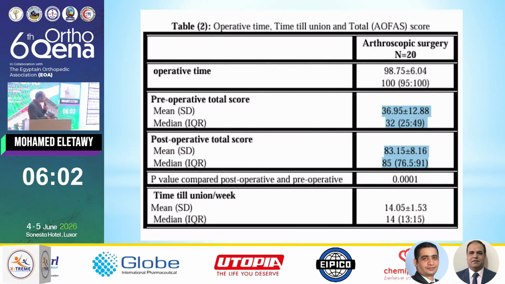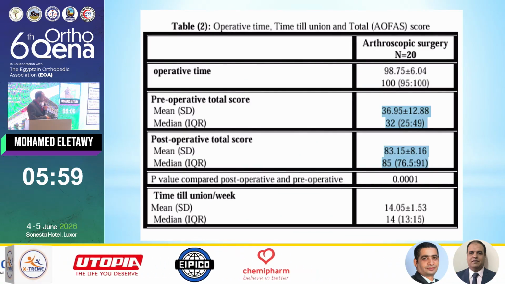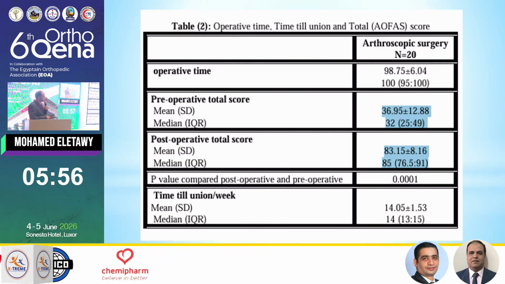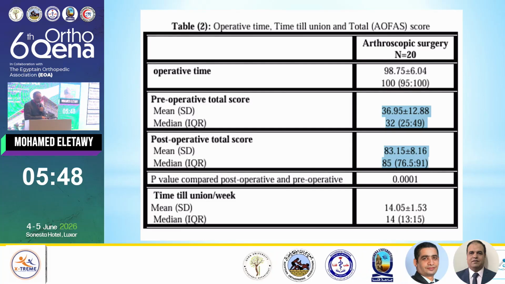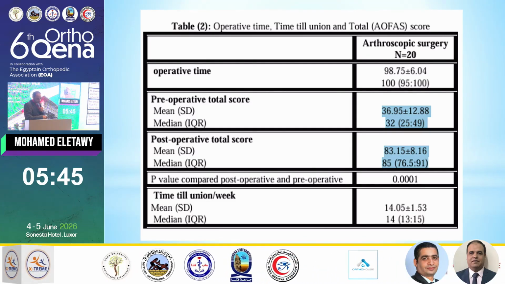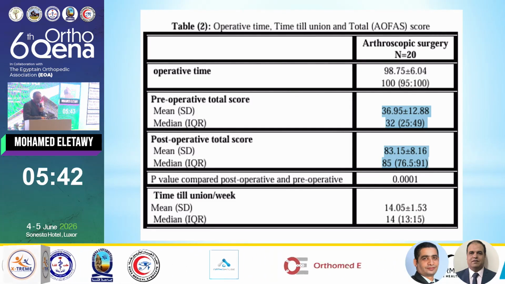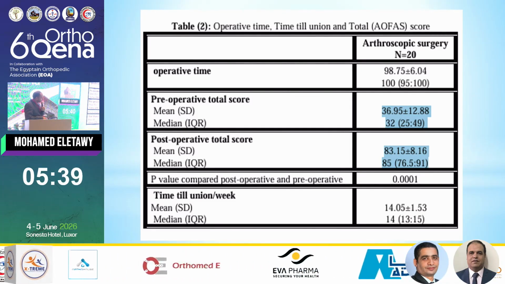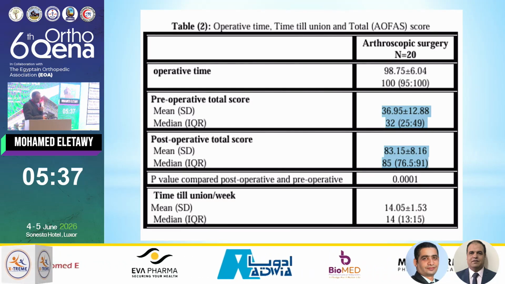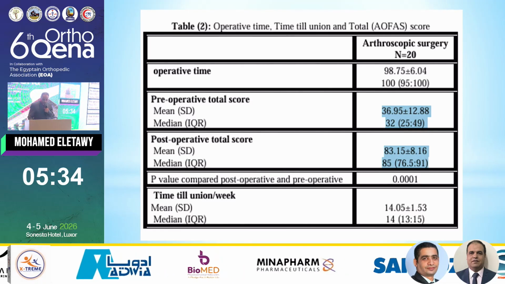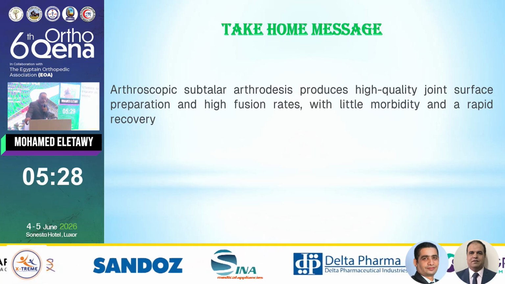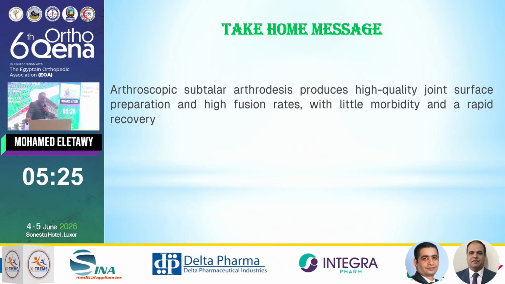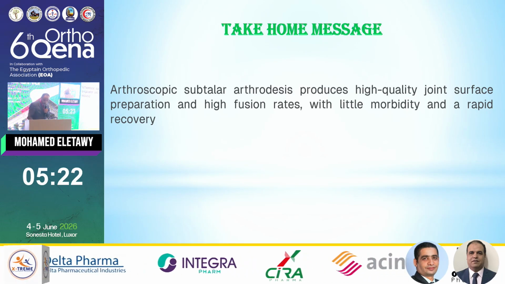We noticed a marked improvement in the American Orthopedic Foot and Ankle Society score, from preoperative 36 to postoperative 83. The mean operative time was 98.75, and the union was reached in about 14.5. Take home message: arthroscopic subtalar arthrodesis produces high quality joint surface preparation and a high fusion rate with little morbidity and rapid recovery. Thank you.